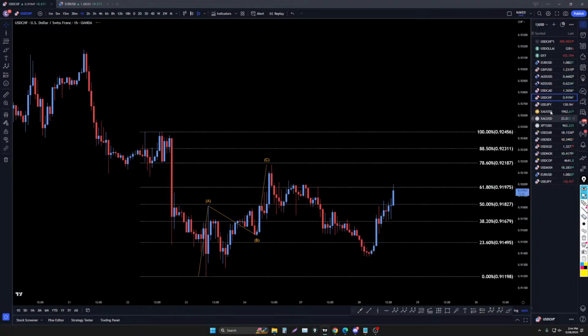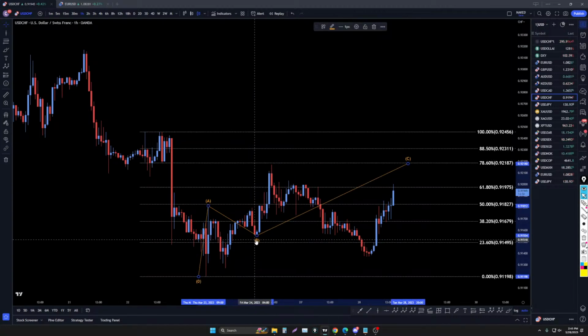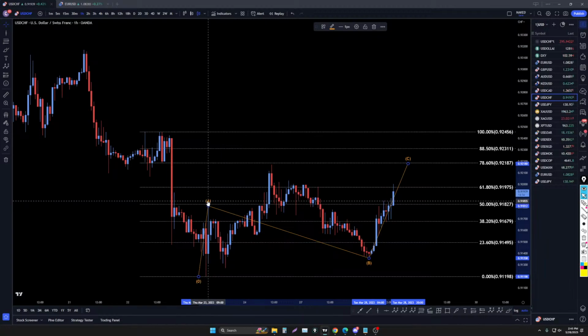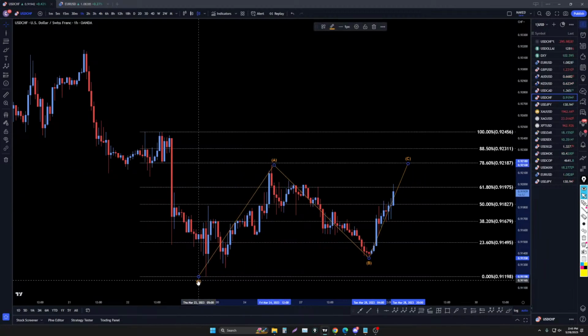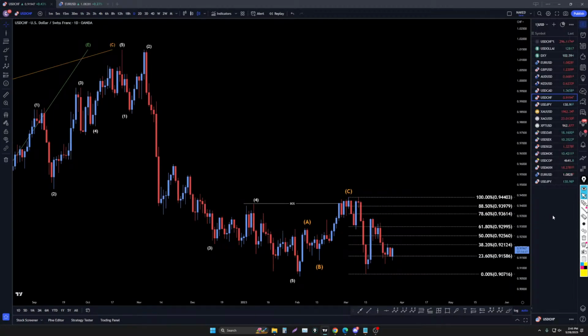So let's head down to the US dollar Swiss, which is a little bit different. It kind of looks like this one's actually in a wave C right now. Like this is the wave B right here. Like this is an A, that's a B, and it's a C. So let's head down to the daily.